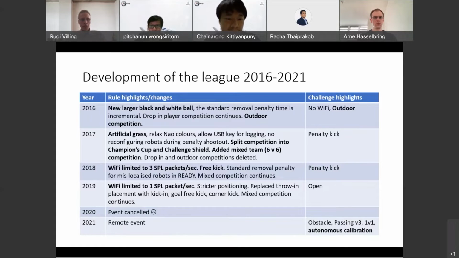In 2018, we reduced the Wi-Fi limits to 3 SPL packets per second. And you will see that this is a general trend where we reduce the amount of communication that the robots can do over Wi-Fi. In 2019, it was reduced to 1 SPL packet per player per second. And you can see various other details about it. 2020, unfortunately, the event was cancelled. And then in 2021, we had a remote event which just featured challenges, but some of the challenges were quite interesting. And particularly, I made note of the autonomous calibration challenge.